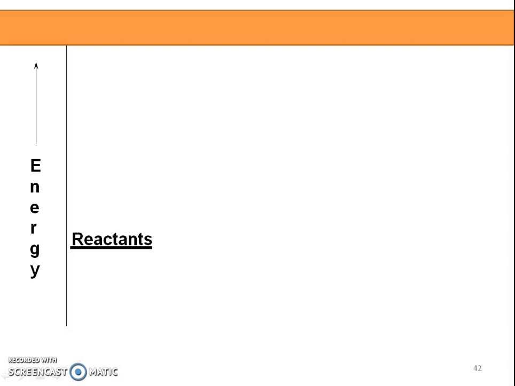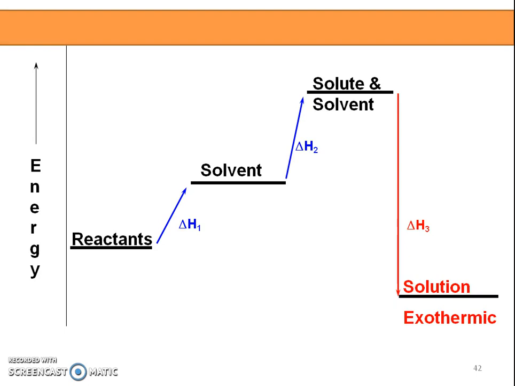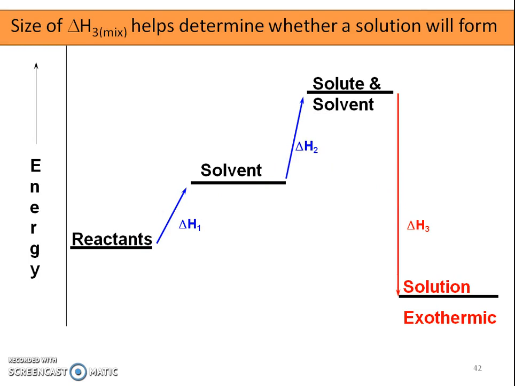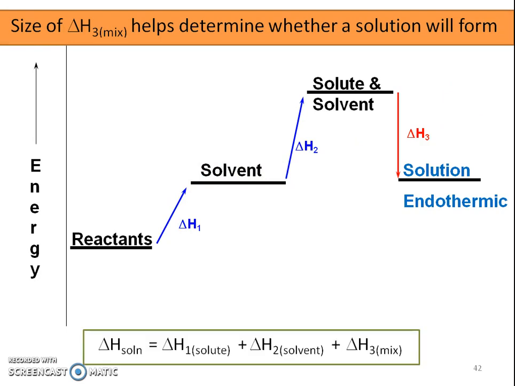So just like a regular energy diagram, we have reactants. We're going to break those apart. We have our solvent that's going to separate out. We have our solute and solvent making the solution coming together, which could be exothermic if the amount here is more than our delta H1 and 2, or it could be endothermic if our delta H3 is less than the combination of delta H1 and 2. So this helps us determine if a solution will form or not anyway. And again, Hess's law, we just add everything up.